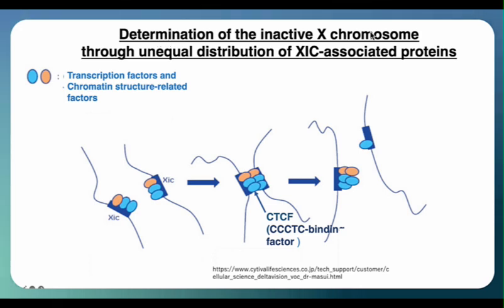Determination of the inactive X chromosome through unequal distribution of XIC-associated proteins. After transient pairing of X chromosomes, the XICs separate. This pairing and separation results in an unequal distribution of proteins involved in chromatin structure regulation that were once evenly attached to the XIC regions. This determines which X chromosome will be inactivated. Among the chromatin structure regulation proteins, CTCF has garnered particular attention.